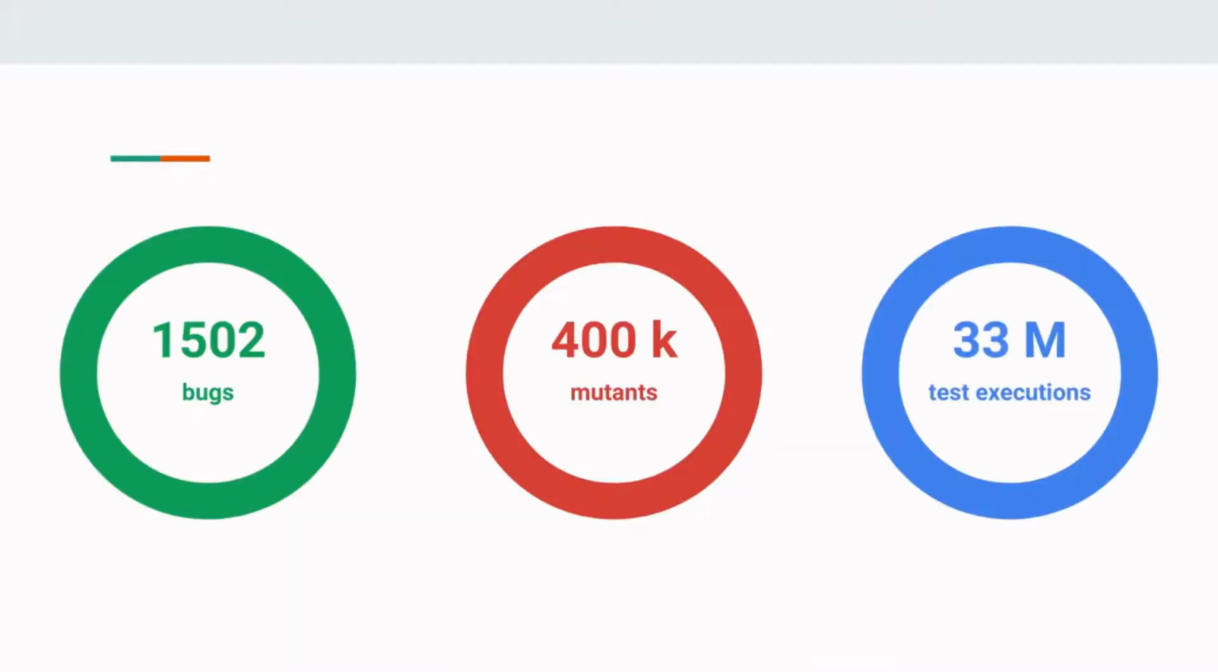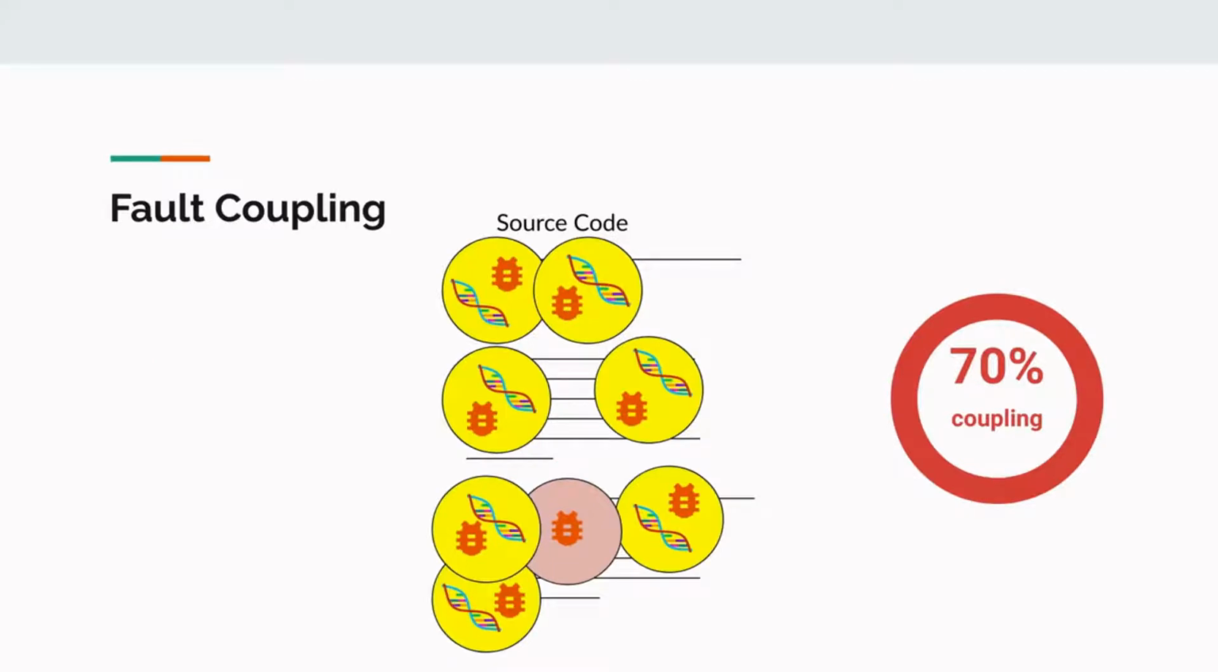In our experiment, we analyzed more than 1,500 bugs, generated more than 400,000 mutants, and executed 33 million test suites to evaluate this. And indeed, we found around 70% coupling, meaning that in 70% of cases when there was a bug, there was a live mutant coupled to the bug in the same area of the code, which, had we reported it to the developers, might have prevented this bug from happening in the first place.